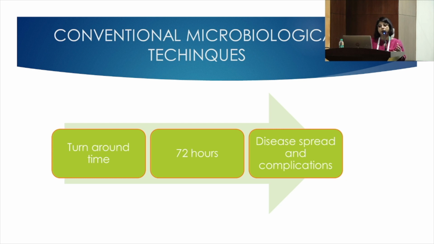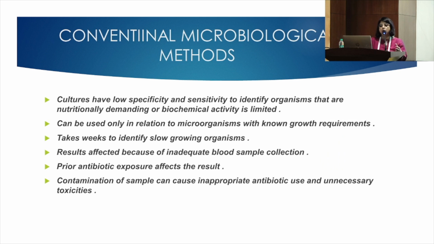have complications. So cultures have a low specificity and sensitivity to identify organisms that are nutritionally demanding, where biochemical activity is limited. For the organisms where you don't know the growth requirements, or you need to know the growth requirements, the slow growing organisms, and where your blood sample is very inadequate, that also affects your results. Prior antibiotic exposure will affect the results, and so will contamination of the sample.